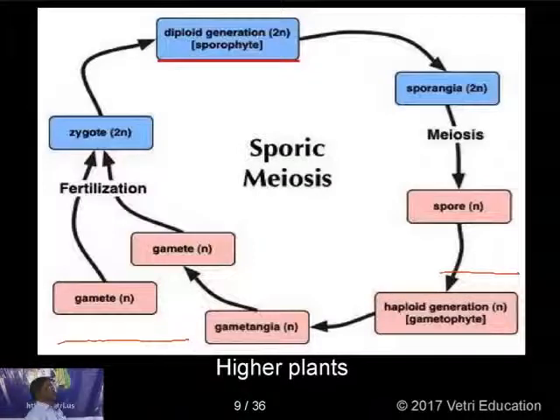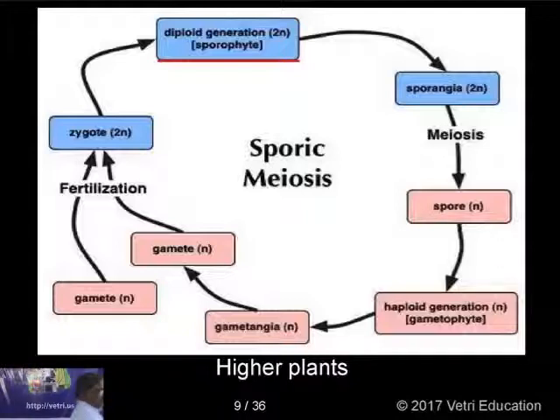So here, this is a diploid organism. It produces sporangia, diploid sporangia. It undergoes meiosis, so haploid spores are formed. The haploid spores give rise to the haploid generation and produce male gamete and female gamete. Those gametes unite together, fertilization takes place, and the zygote is formed. The zygote develops into a diploid organism.